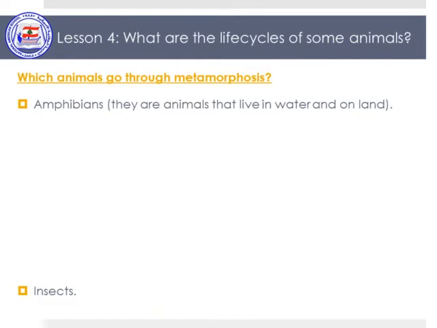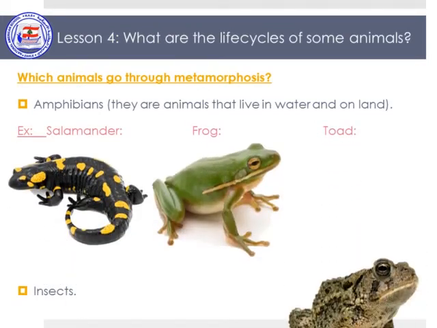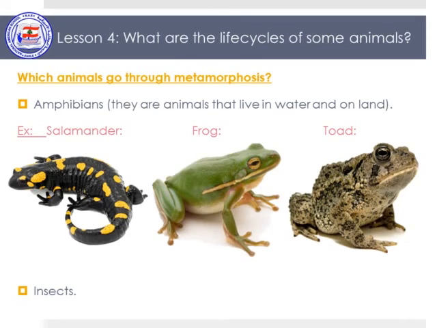Now I'm sure you're wondering which animals go through metamorphosis. We have 2 types of animals that go through metamorphosis. They are amphibians and insects. These animals that you are seeing in front of you, which are the salamander, the frog, and the toad, are amphibians, which means that they change the way they look by going through stages.